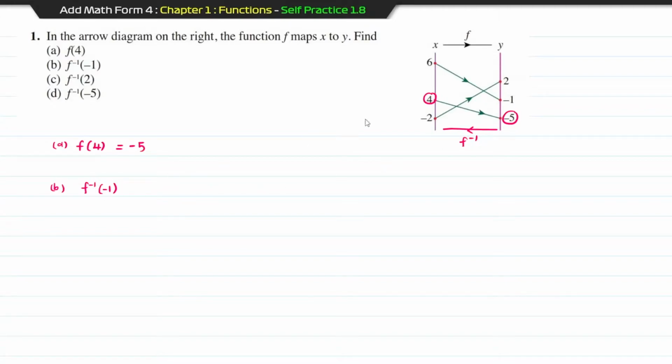So if you have an input of -1 here, then it's going to map to 6. And for C, the inverse of f is going to map number 2 to -2. And the last one, D, the inverse of f is going to map -5 to number 4.